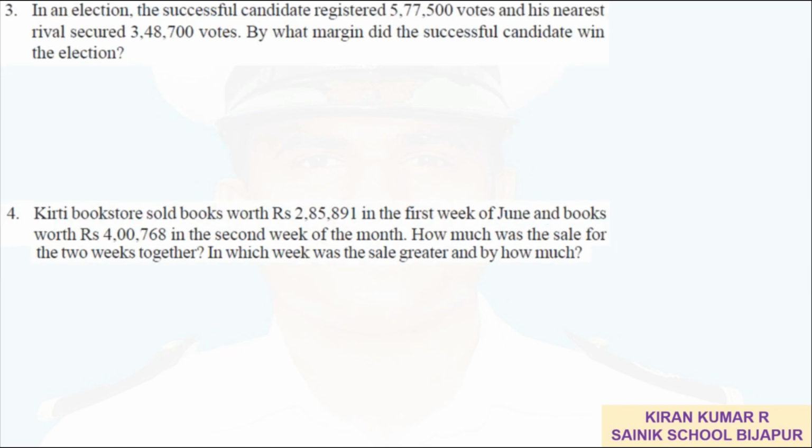Look at question number 3. In an election, the successful candidate registered 5,77,500 votes and his nearest rival secured 3,48,700 votes. By what margin did the successful candidate win the election? Once again, this is a question related to subtraction.